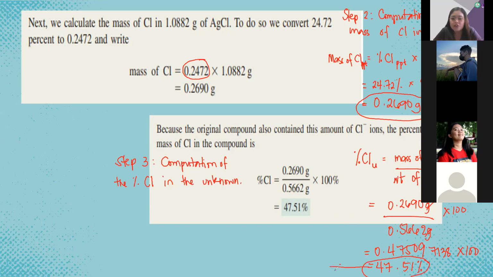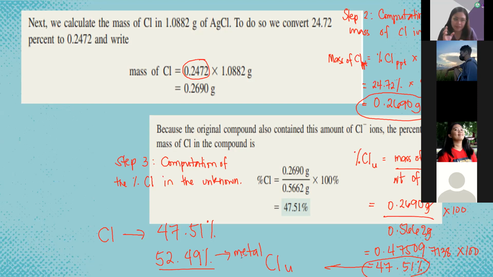So ito na ngayon class yung chloride na nasa unknown natin. Remember, we don't know, kaya nga siya tinawag na unknown kasi we don't know the chemical formula of that substance. All we know is meron siyang chloride. And ngayon, alam na natin na yung chloride na nasa unknown is 47.51%. Kung 100% yan, 100 minus 47.51%, the remaining 52.49% of the compound is for the metal. Since this is ionic, the chloride is the non-metal. So yung remaining na 52.49% metal yun.